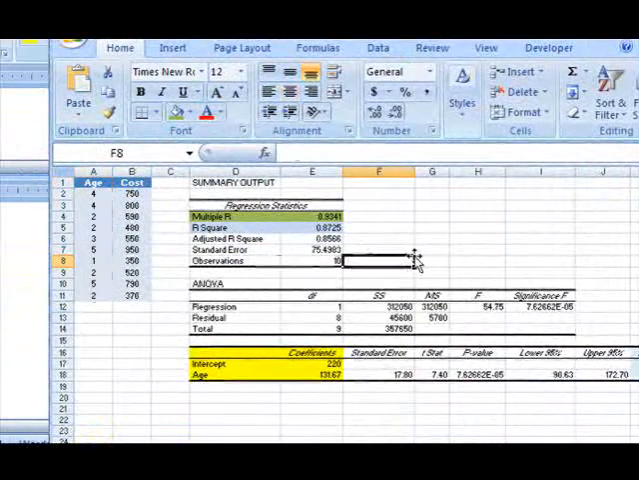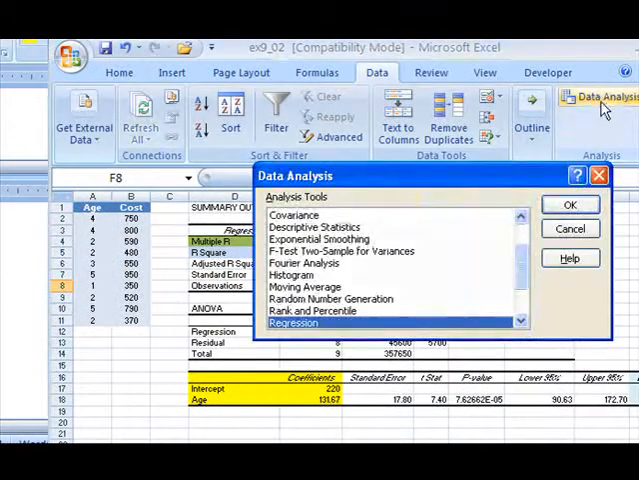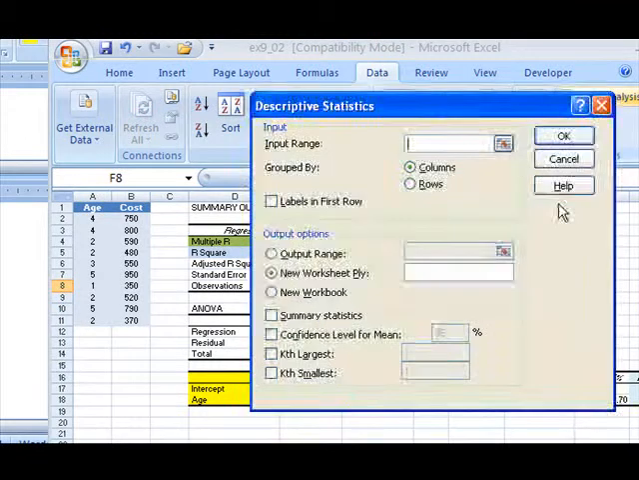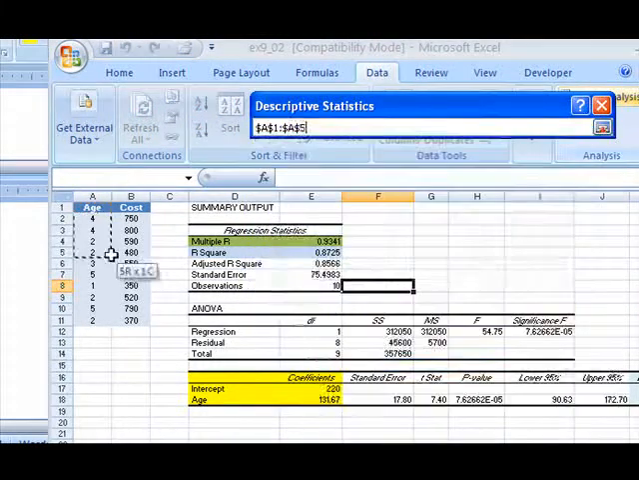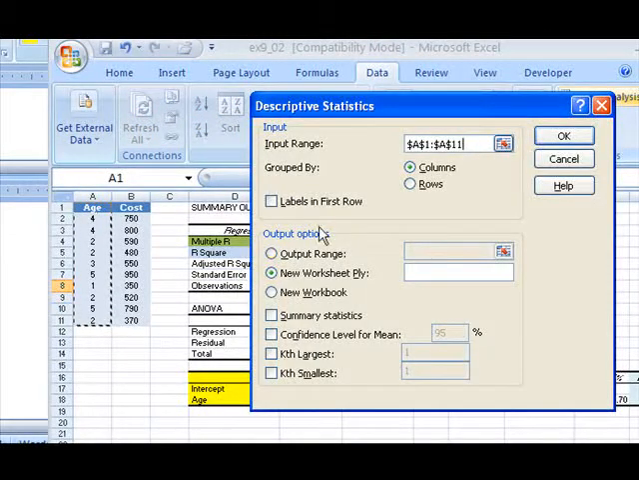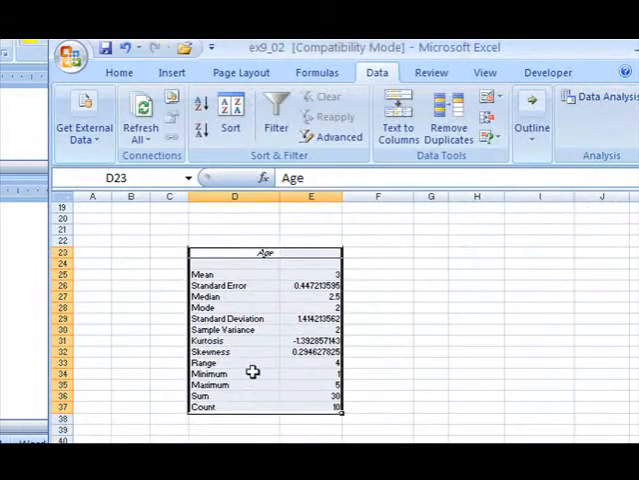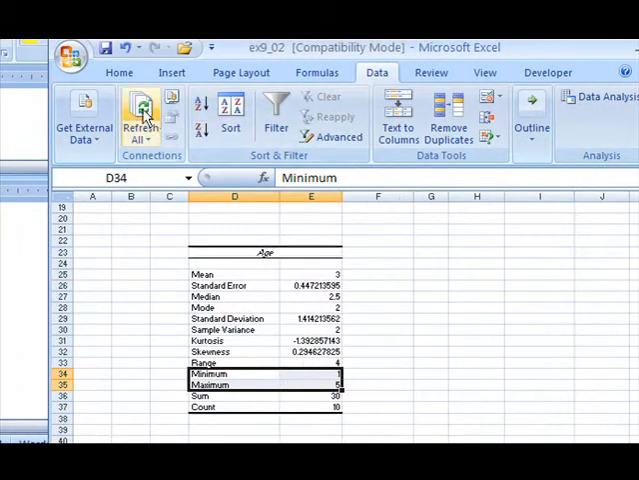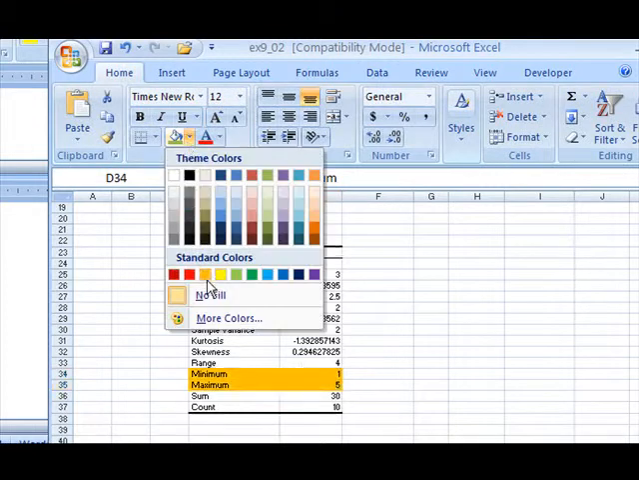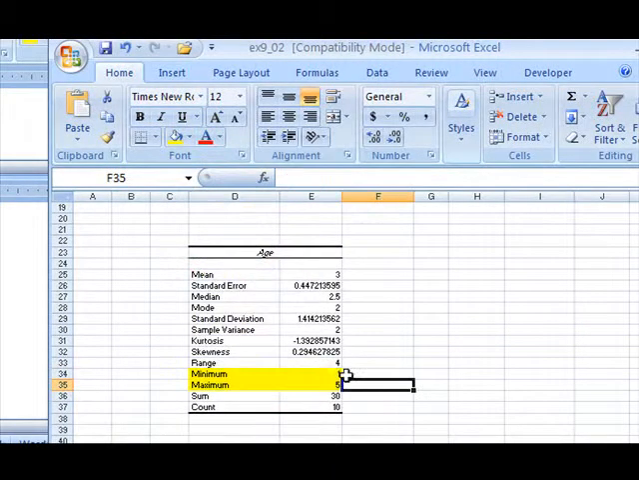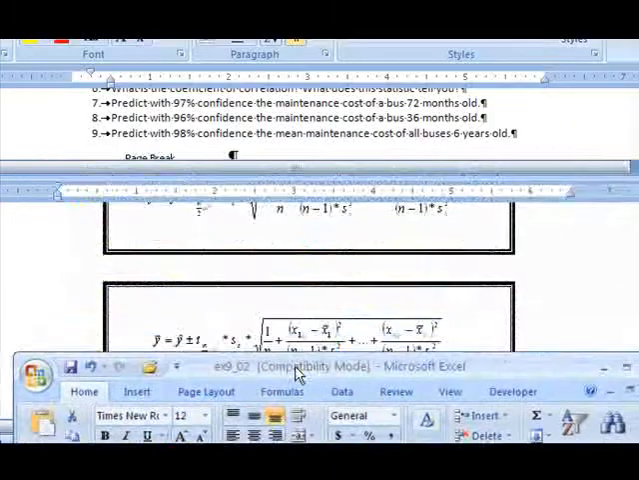So the first thing that we do when you get to those questions is go to your data, go to data analysis, descriptive statistics, and get descriptive statistics for X. Click on labels. Where do I want my output? Let's say we have it here, and summary statistics. Notice that we have the minimum and the maximum values. Those are the ones that you need to check if it is included in the range.